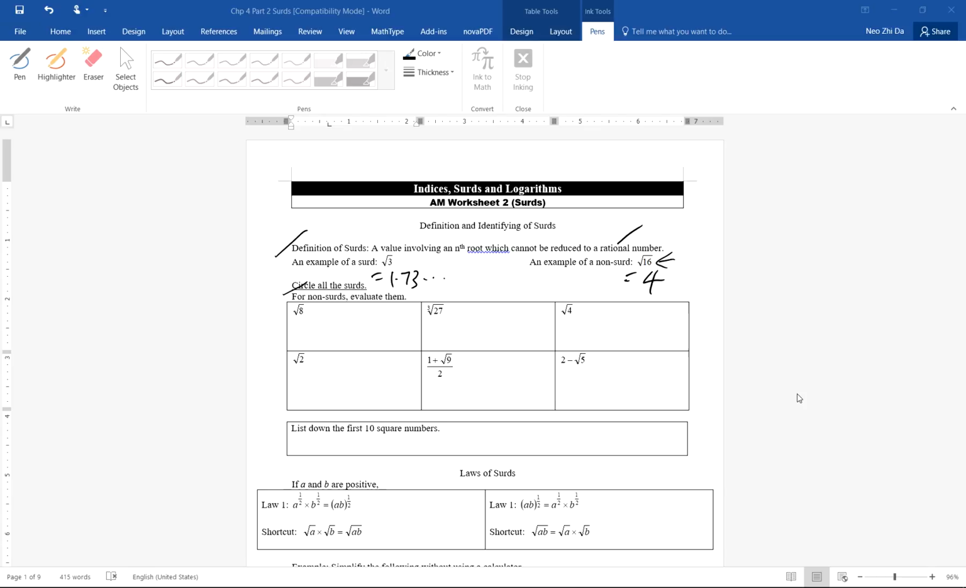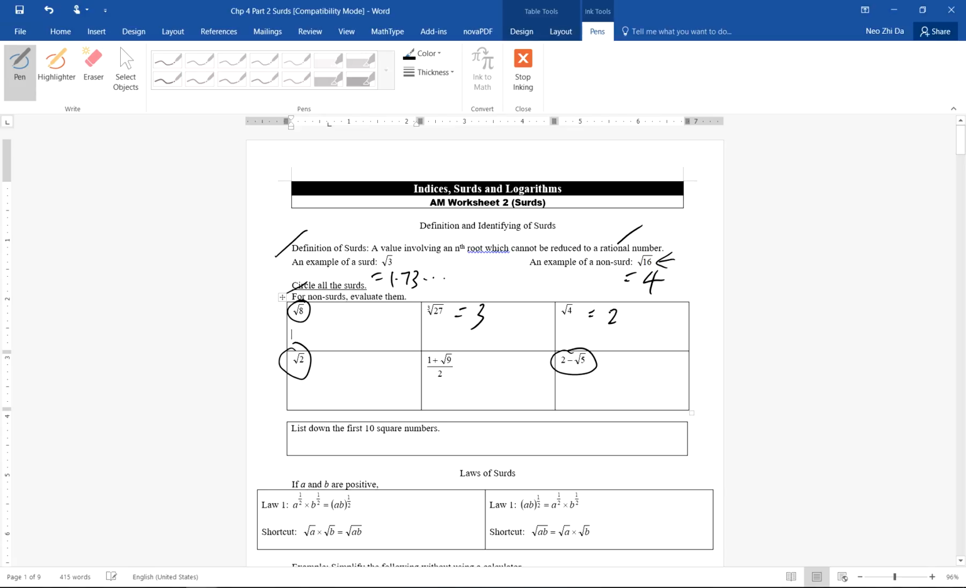Okay, class, what are your answers? So we know that this is a surd. This is also a surd. What about this, square root 8? Is it a surd? Yes, it's a surd. Cube root 27, the answer is 3, so it's not a surd.